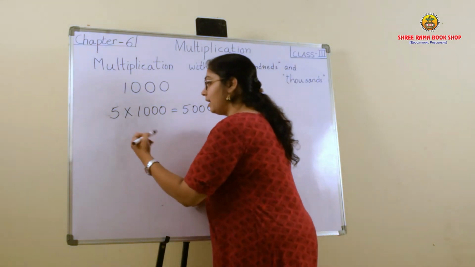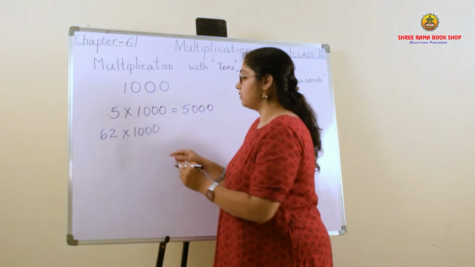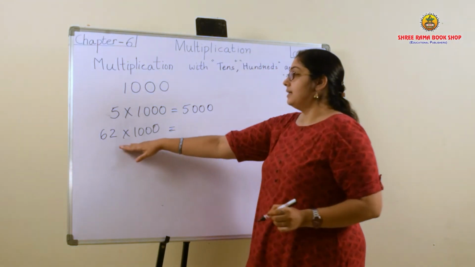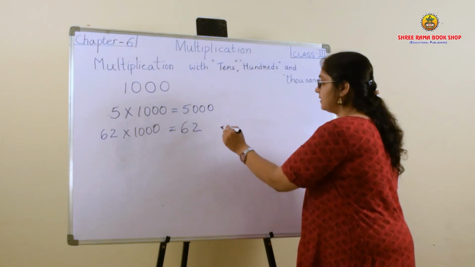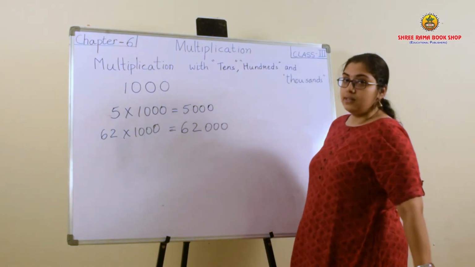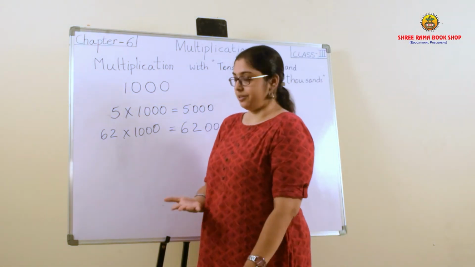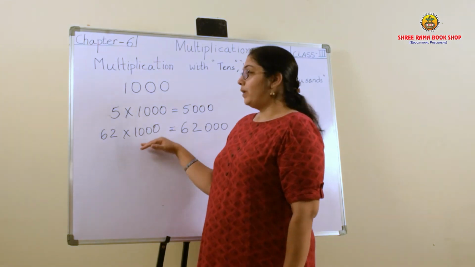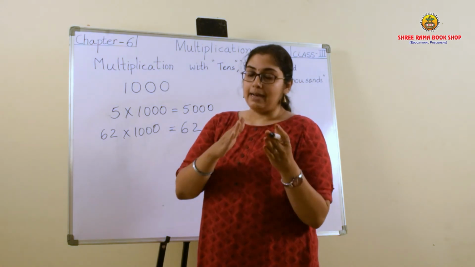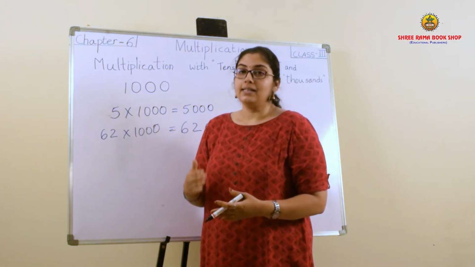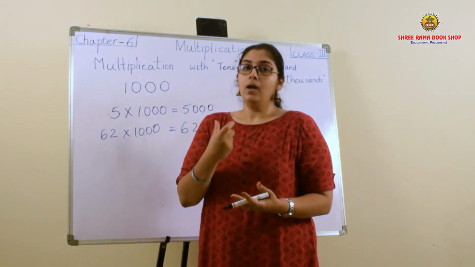Now I will be taking one more example like 62. If I multiply the 2-digit number 62 with 1000, I will be multiplying the digit 62 and I will be adding 3 zeros. That is 62,000. In a similar way, if I take a 3-digit number, 4-digit number or 5-digit number, and multiply it with 10 or 100 or 1000, simply I will be multiplying the digit and adding the number of zeros depending upon the number you're multiplying, whether it is 10 or 100 or 1000.